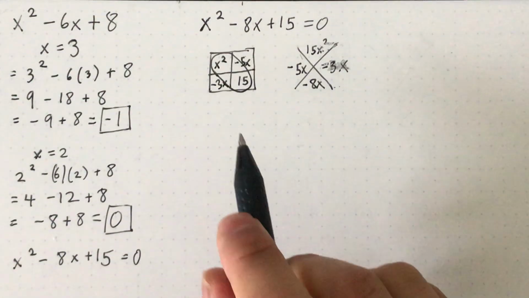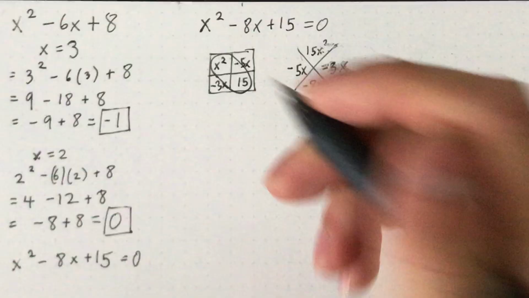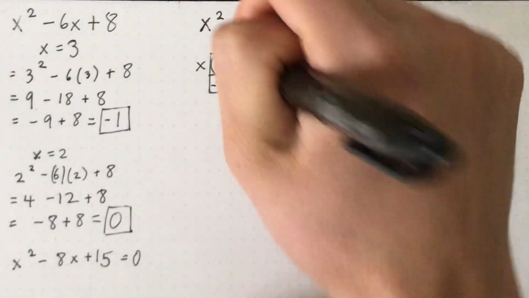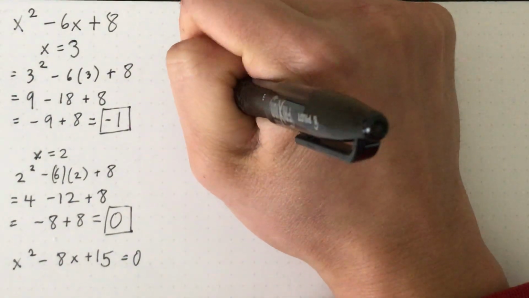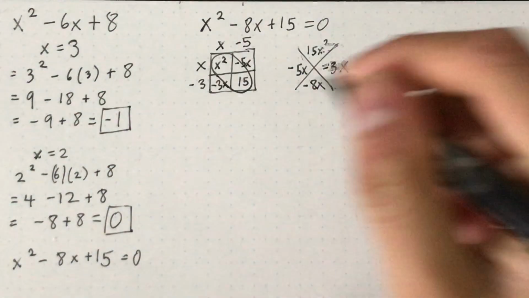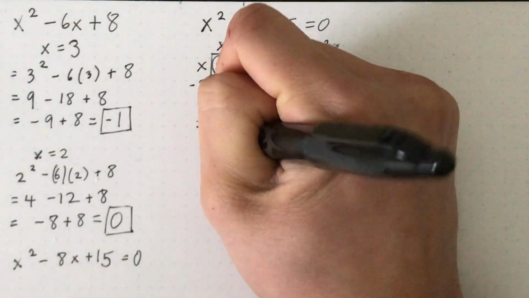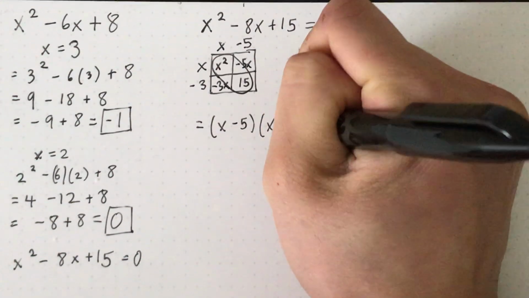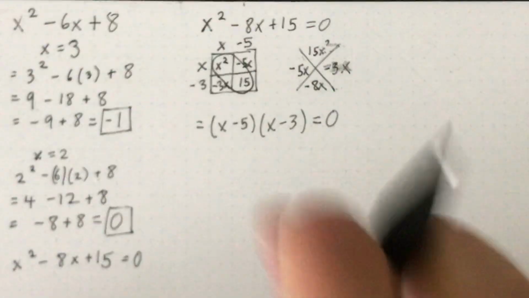Now let's fill in the outside. What goes on the outside? What times what is x squared? That's x times x. x times what is negative 5x? That's negative 5 here. That means this is negative 3. So x minus 5 on top, x minus 3 on the bottom. Now we rewrite x squared minus 8x plus 15 as x minus 5 times x minus 3 equals 0.